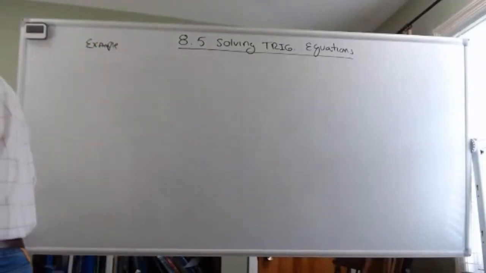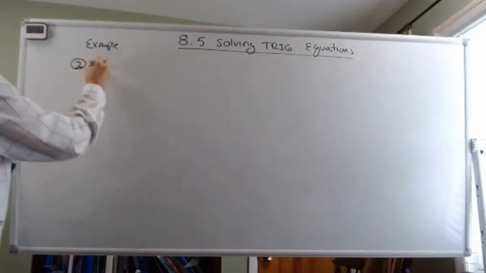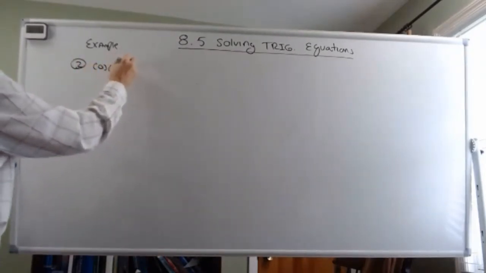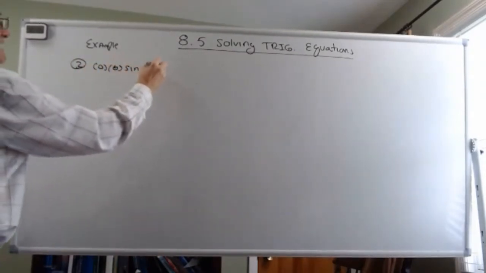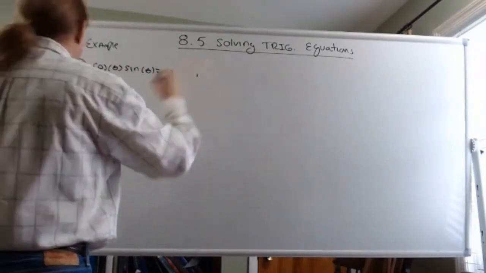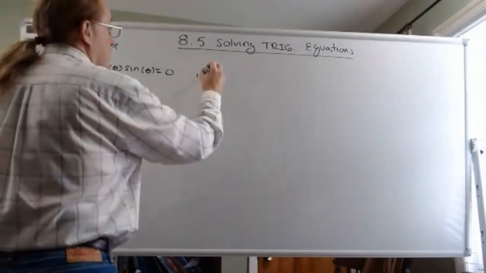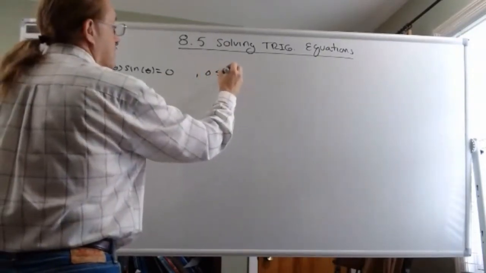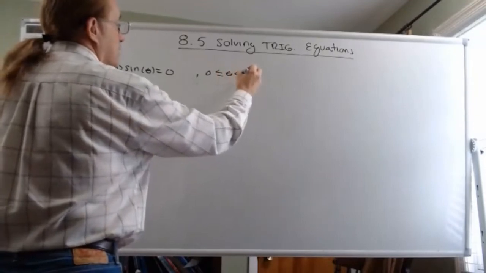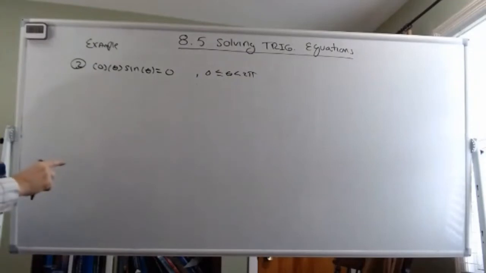So let's take a look at a second example, which we have cosine theta times the sine of theta is equal to 0. But now we're going to be restricted over here. We're going to say that your theta has to go between, so 0 is less than or equal to theta, which is less than 2 pi. Not equal to 2 pi, but strictly less than 2 pi.